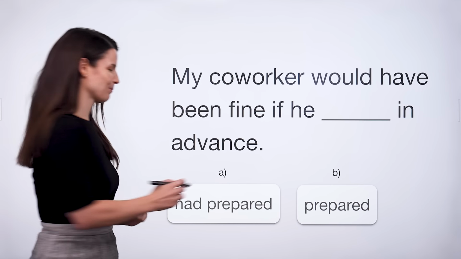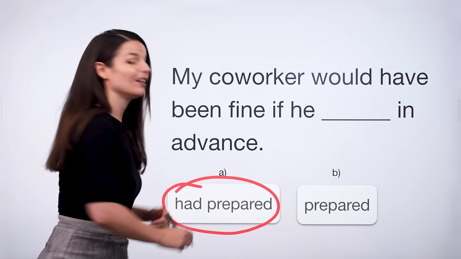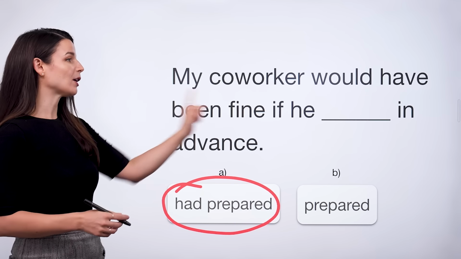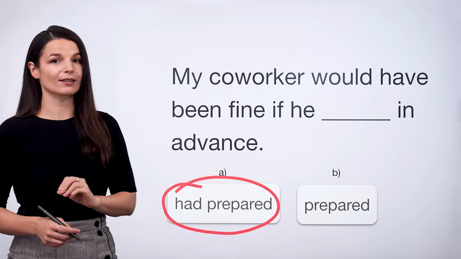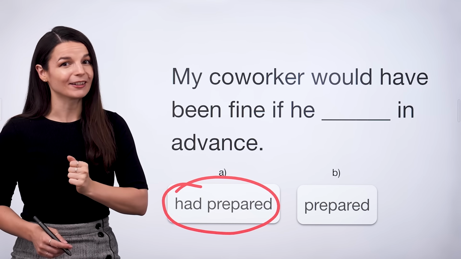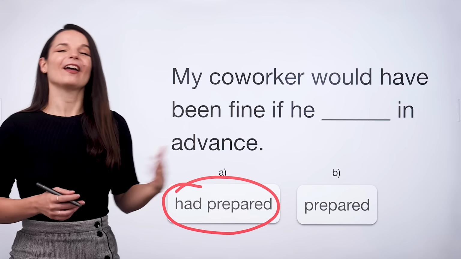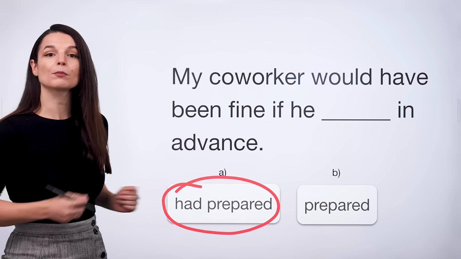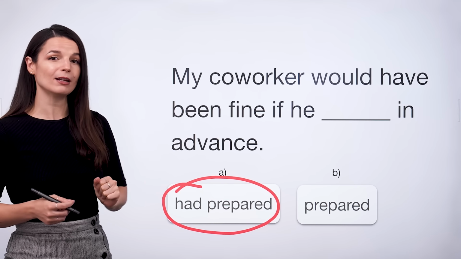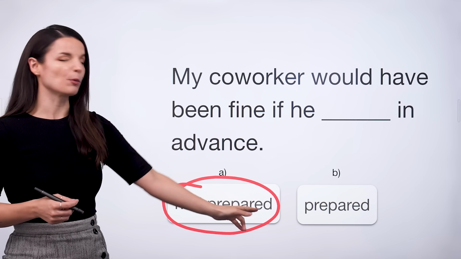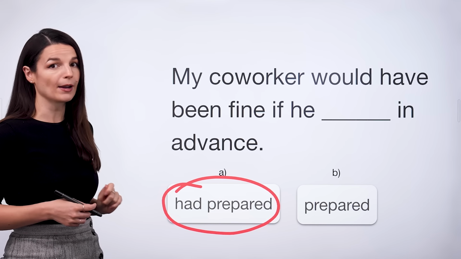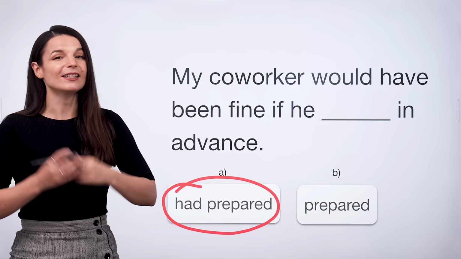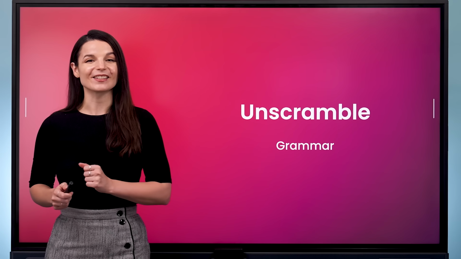Had prepared. My coworker would have been fine if he had prepared in advance. Had prepared is the correct past perfect form to match would have been. Prepared is the simple past, but the third conditional requires the past perfect, had prepared, to describe something that didn't happen in the past. Unscramble the words to make a sentence. Ready?